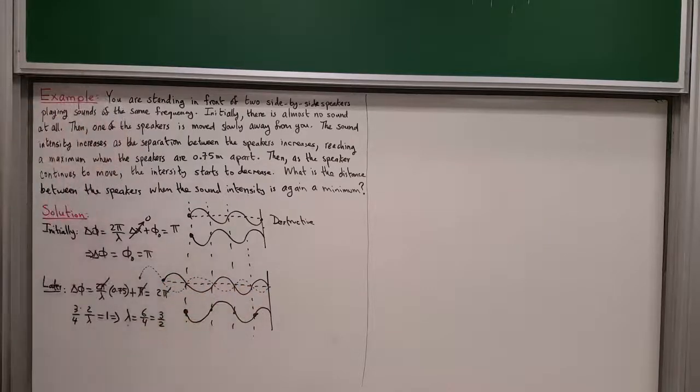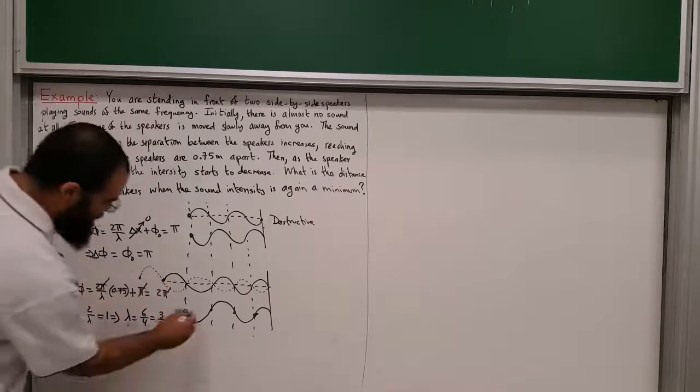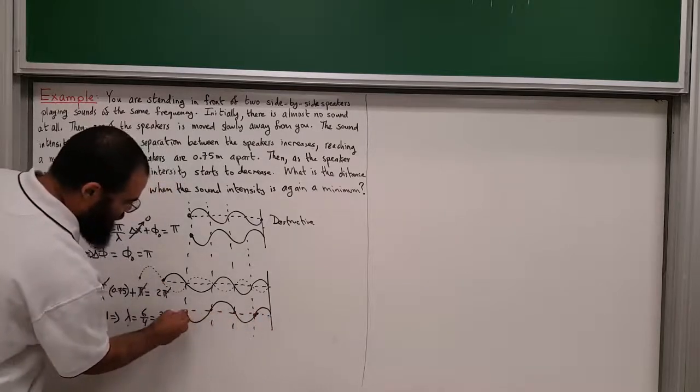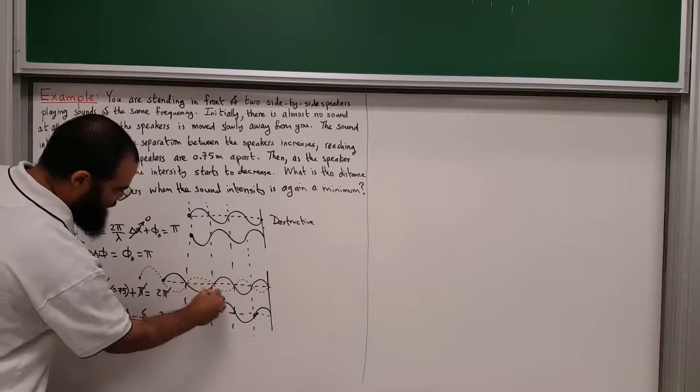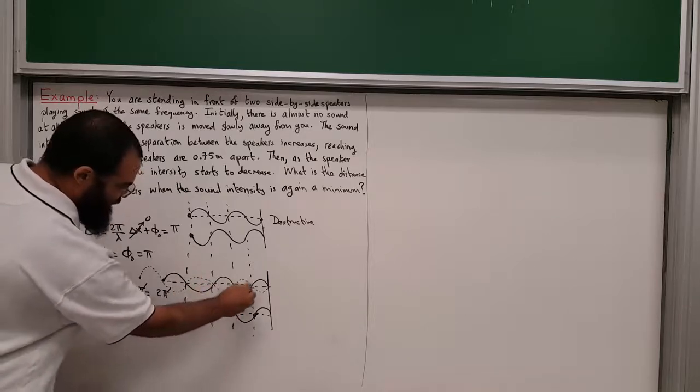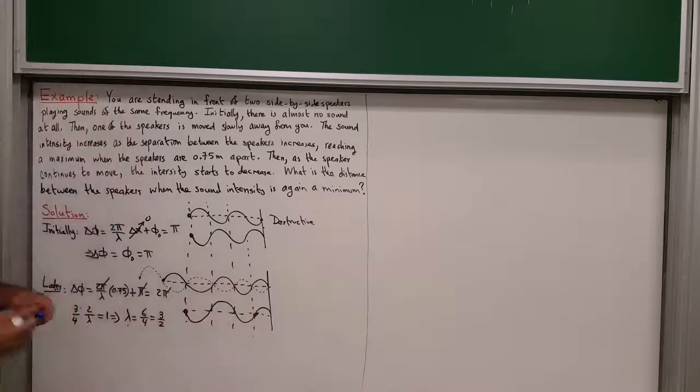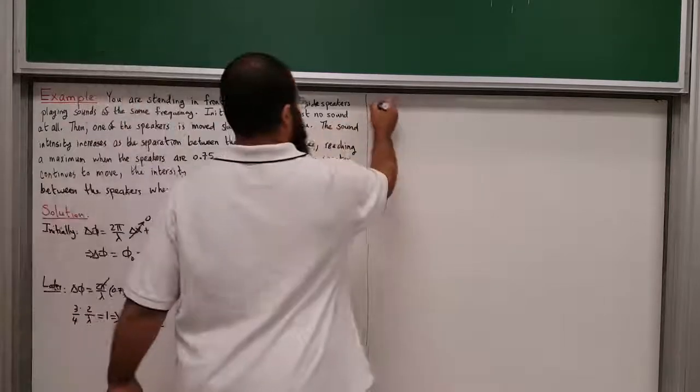And you can see now it's destructive, because when this one is down, this one is up. When this one is down, this one is up. When this one is up, this one is down. So they're doing exactly the opposite, so it will be destructive. So even later, when we shift again, we will see destructive interference. So shift again.